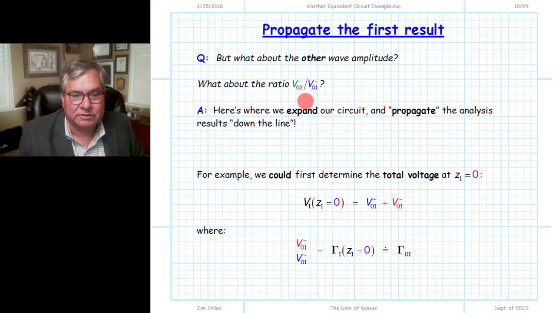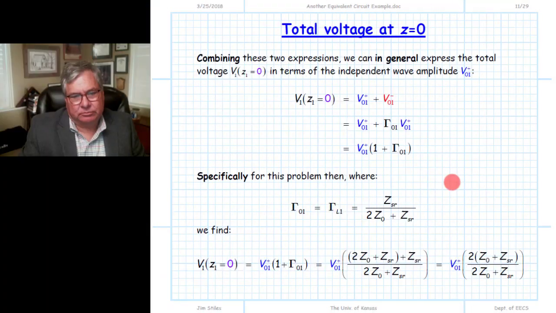So how do we do that? There's a number of different ways, and I'm going to show you several of them. So one of the things we could do is determine the total voltage at Z1 equal to 0 at the end of the first line. And also we know that the ratio of, again, V0 minus and V0 plus is equal to the reflection coefficient, the load reflection coefficient, gamma 0. So we combine those two expressions, and we can determine now the value of V1.